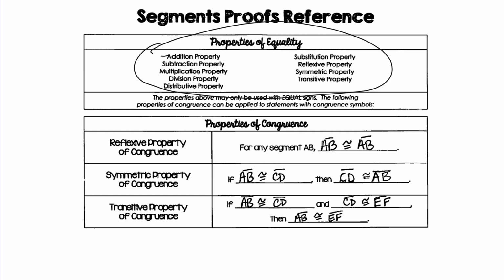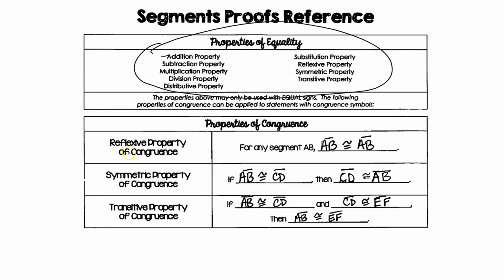The properties above may be used with equal signs. The following properties of congruence can be applied to statements with congruence symbols, meaning this is the symbol right here for congruent. Remember, congruent means similar shape, same exact size. So same shape, same size. All right, so here's some properties of congruence.